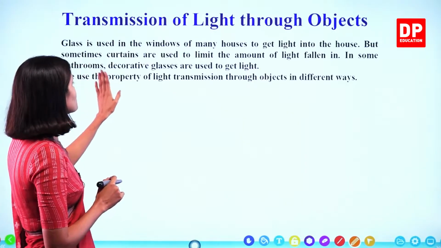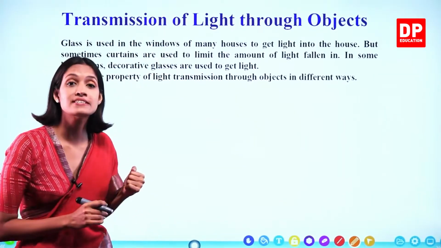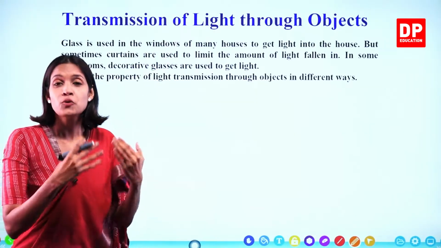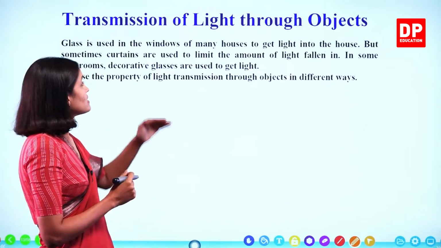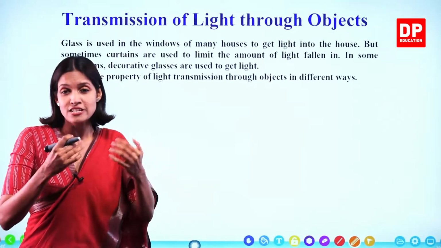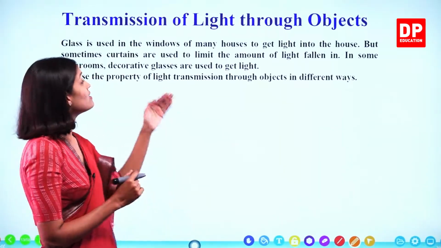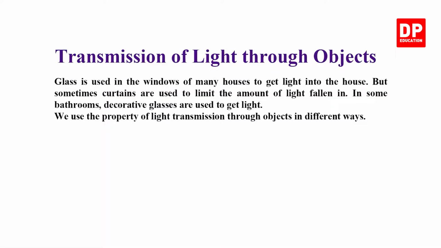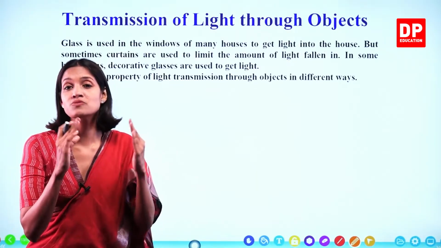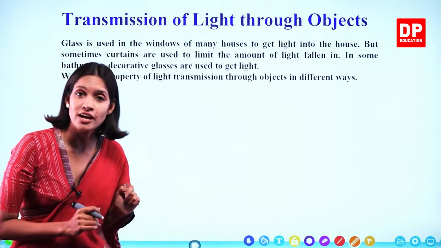So we use the property of light transmission through objects in different ways. Now look at these three instances, children. In the first instance, when we want to get a lot of light, we use glass, right? In the second instance, when we have to reduce the amount of light that enters the house, we use curtains to cover the glasses, right? In the third instance, we need to get an extra amount of light, but at the same time, the glass we use shouldn't be see-through, right? In that case, we use decorative glasses.